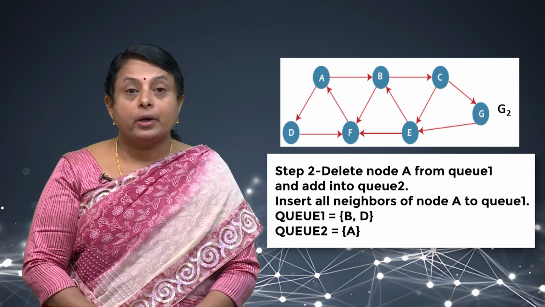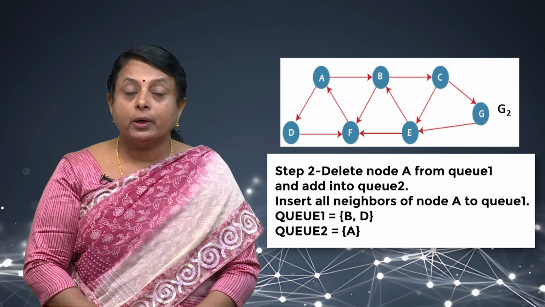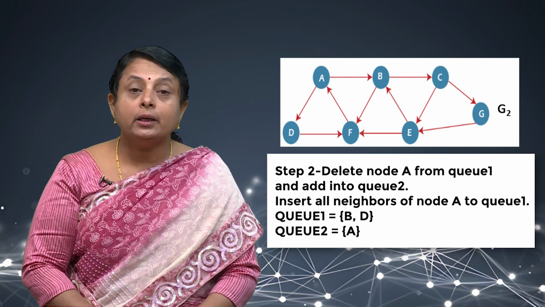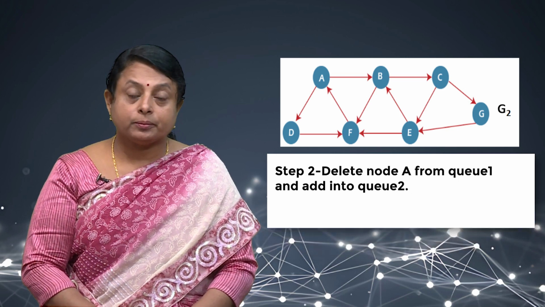Adjacent nodes or neighbors of node A are B and D. So, they are put in Q1. So, Q1 will be equal to B and D and Q2 equal to A. Q2 is the list of visited nodes.